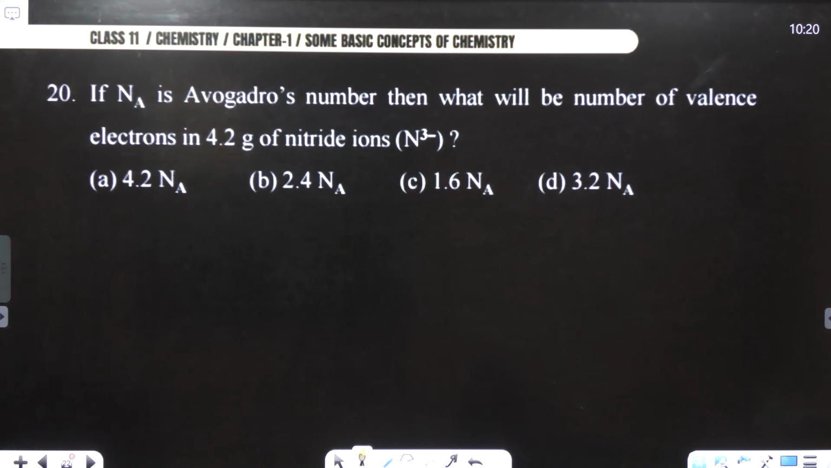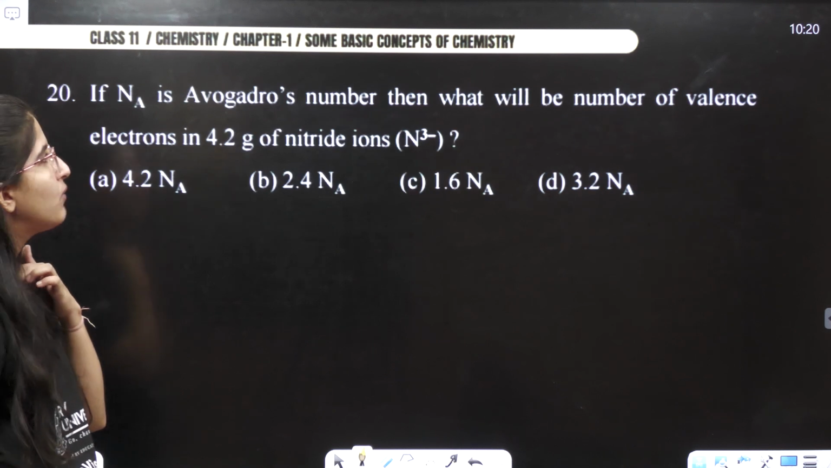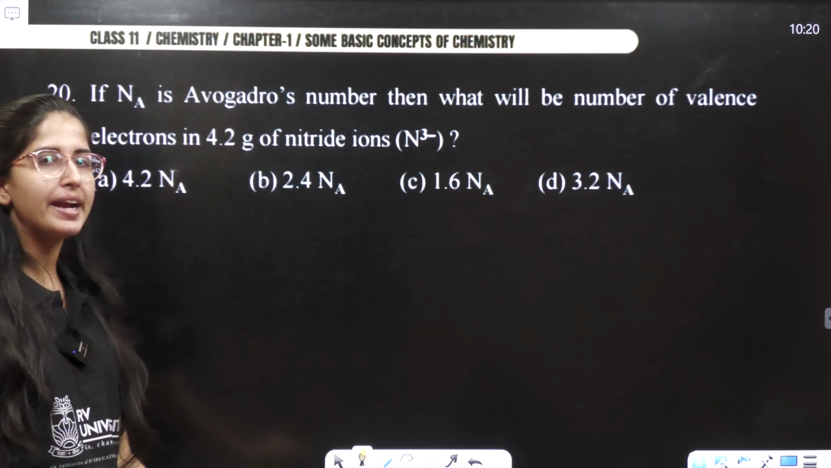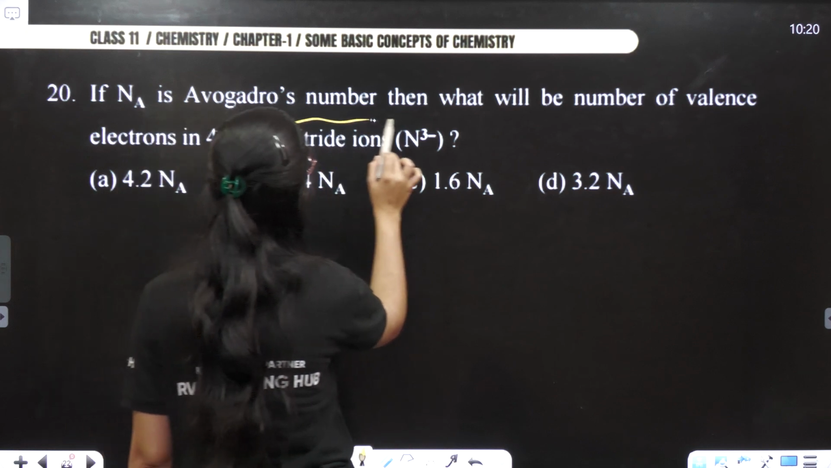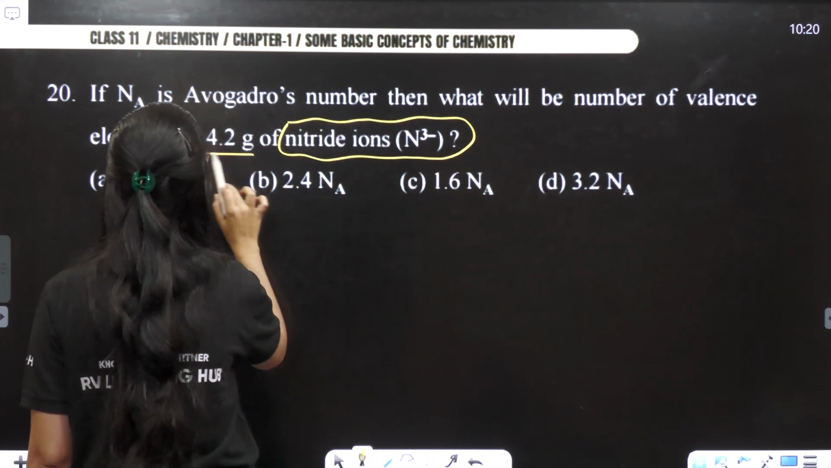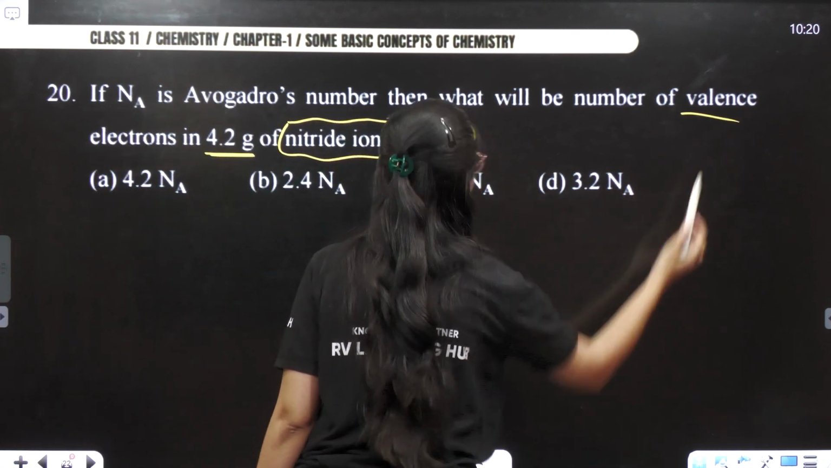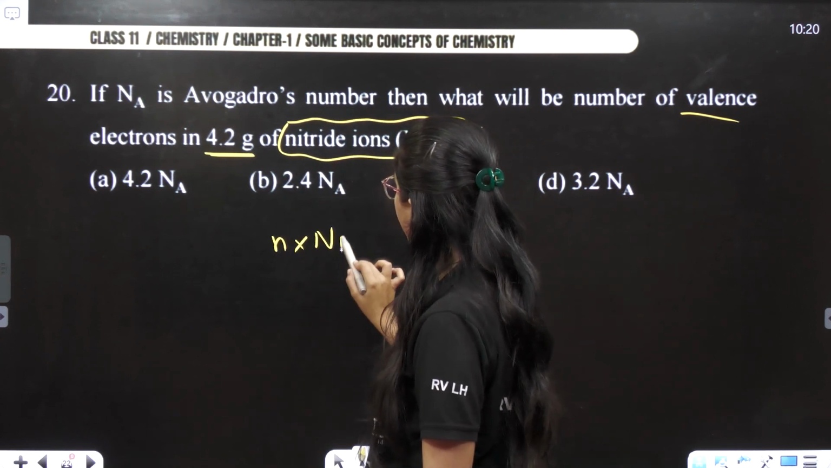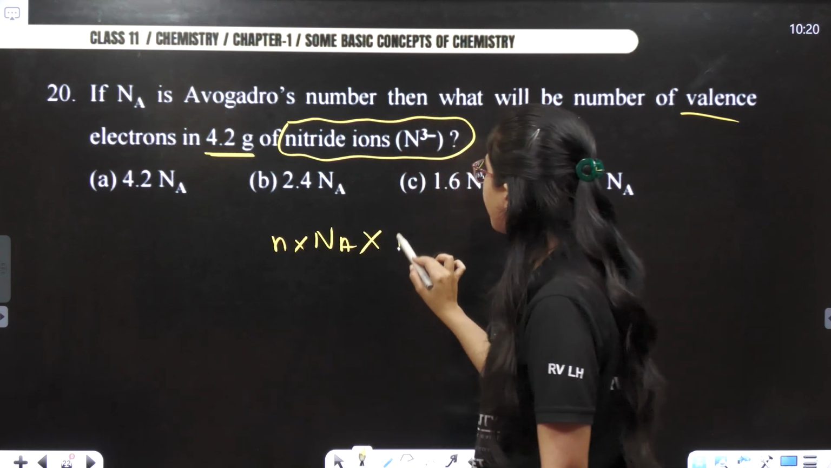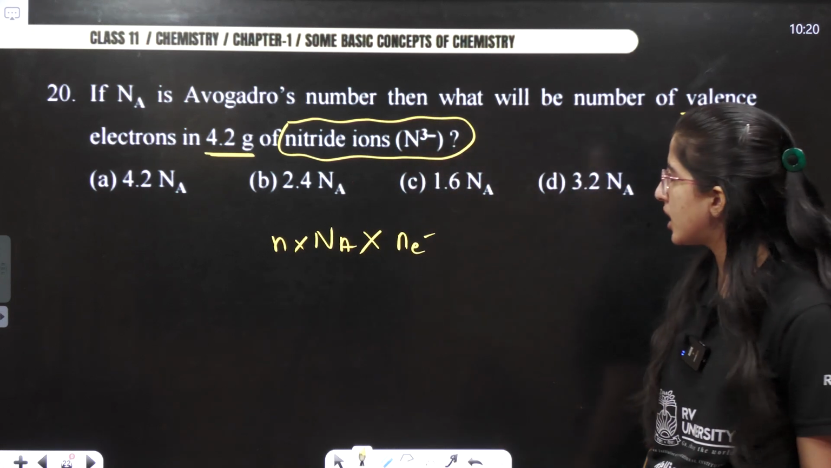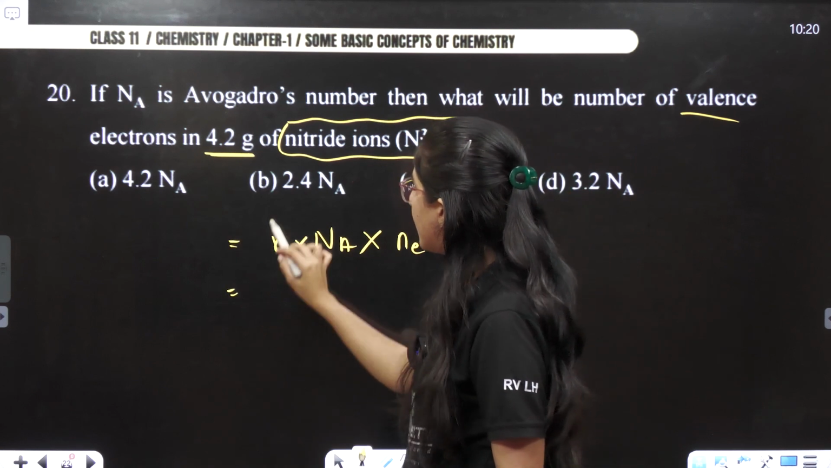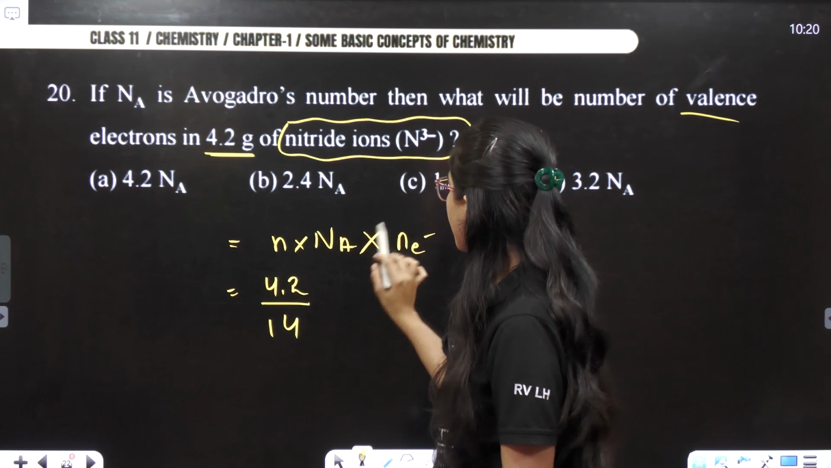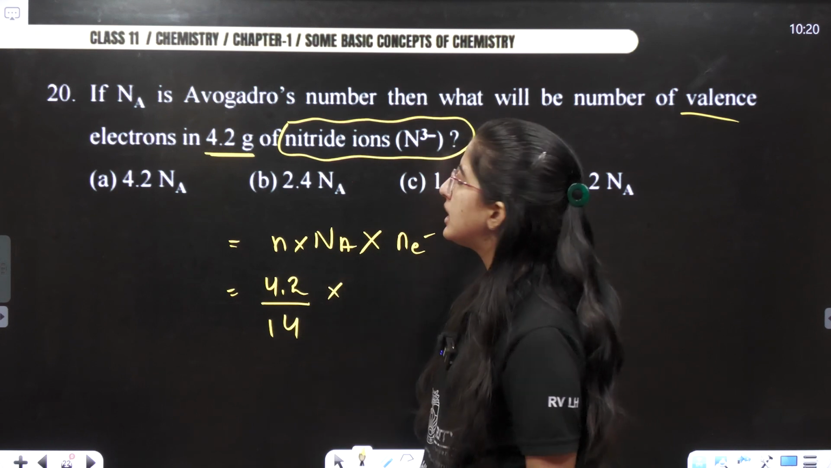Next question. If Na is Avogadro's number, then what will be the number of valence electrons present in 4.2 gram of your nitride ion? So let us consider this nitride ion. They are talking about 4.2 gram of nitride ion. Valence electrons, how much will it be? So it will be just number of moles into Avogadro's number into number of electrons in your valence shell. So number of moles, how much will it be? Given mass 4.2, and what is the atomic mass of your nitrogen? 14. Now what is the number of valence electrons present in your nitride?